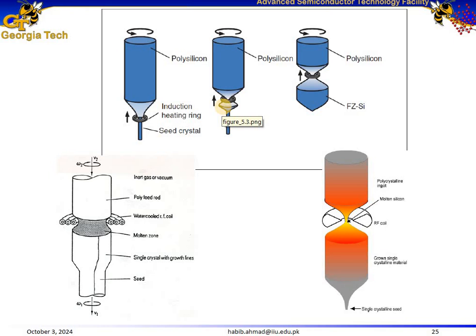Now, what is the purpose of necking? This is a crucial step in eliminating the dislocations within the crystal. By controlling the diameter, the growth of the dislocation-free material is ensured, setting up a perfect crystalline structure.